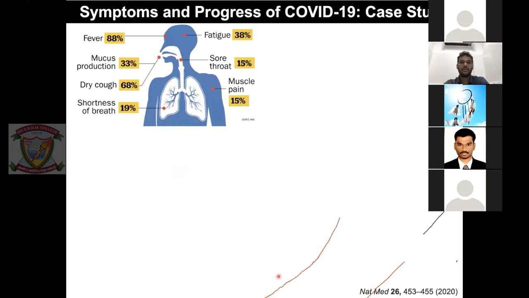So now we understand how exactly the virus can get in, and what it can do once it gets inside. It can cause a lot of symptoms: 88% of known cases have fever, and mucus production is 33%. You get a dry cough in 68%, and shortness of breath.